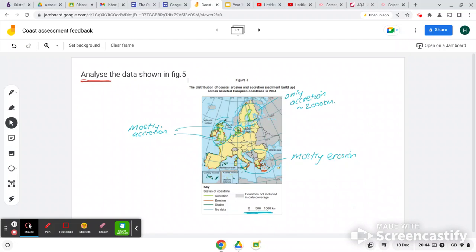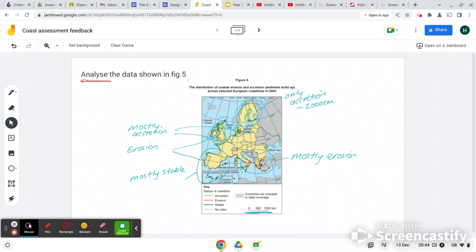Now I need to try and elaborate on what I have already said. I've identified we've got mostly accretion around the UK. However, there are areas where we have got erosion. Around Northern Ireland and the Republic of Ireland, we have got some erosion occurring as well. Around Spain, the Canary Islands, it is mostly stable. The majority of the stable coastline is around Spain and the Canary Islands. However, again, we have got some erosion here on the west coast.